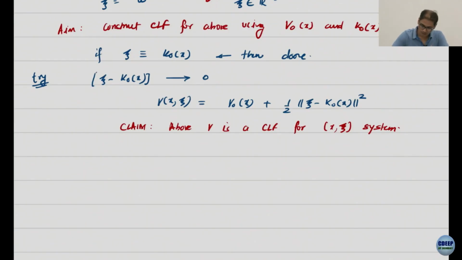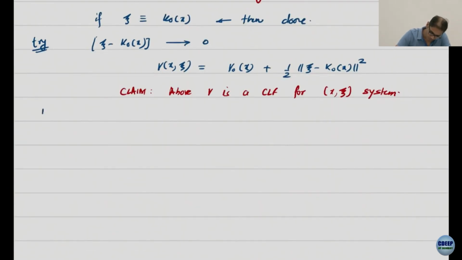Great. So this is what we want to do. We want to try this out as a control Lyapunov function for the new system. And like I said, the purpose of backstepping is to come up with a control Lyapunov function. Everything else is too easy. After that, you know what to do. Great. So this was the claim.